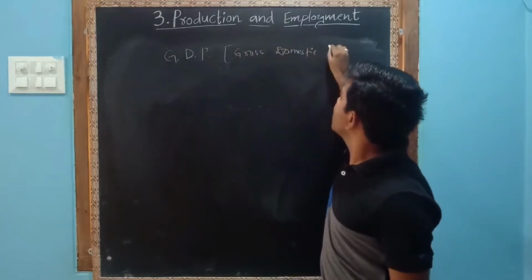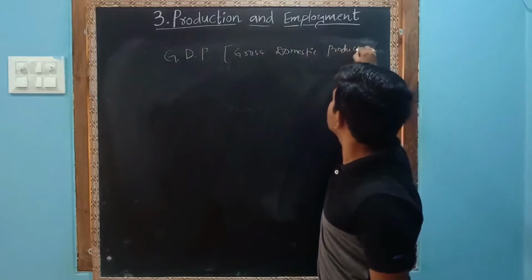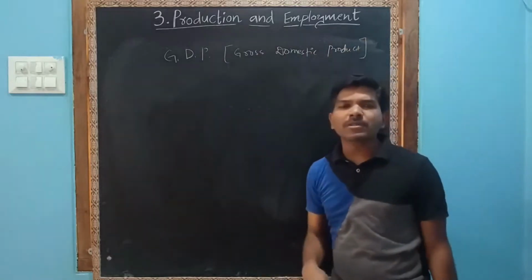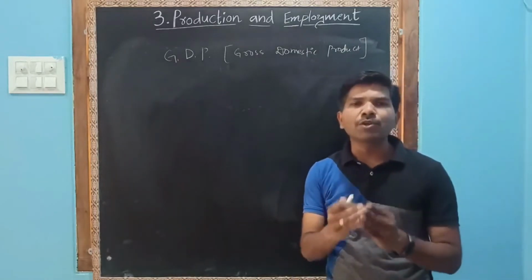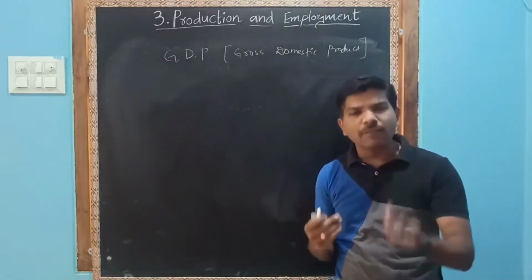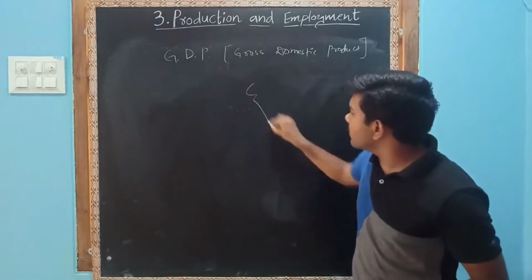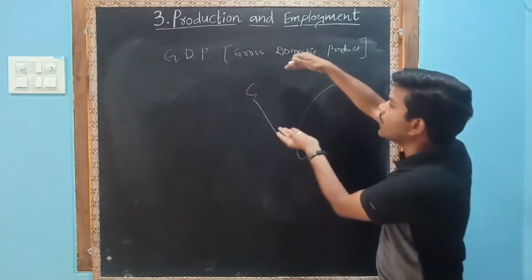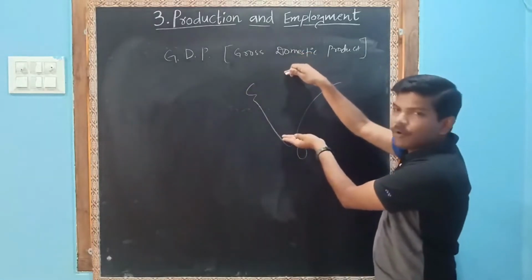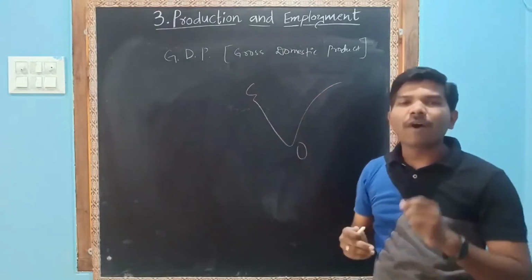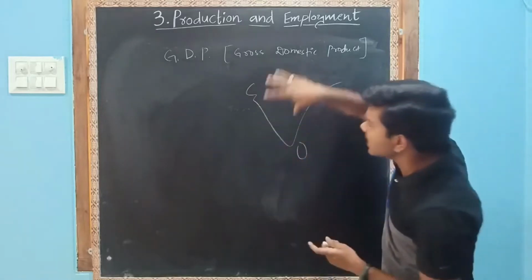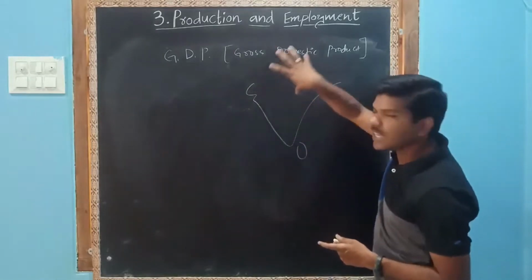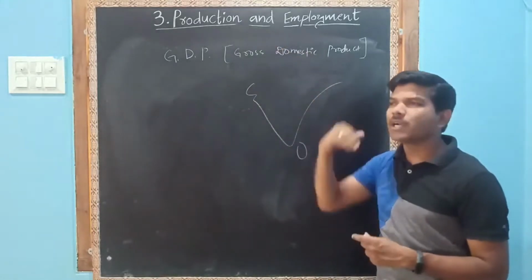Gross domestic product. Simple. Gross domestic product means goods and services produced in a year, their value, goods and services produced in a year in a political boundary. That means the final value of the goods and services produced in a year in our India. In our India only, not other country.